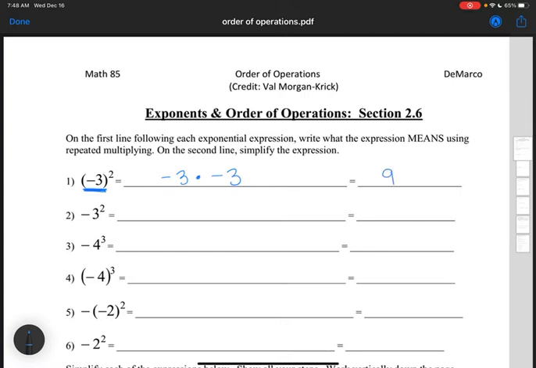Now this one here, do you see that that -3 now is not in parentheses? That means that this little exponent only applies to what he's attached to. So in the last one, he was attached to everything in parentheses. This one, he's only attached to that 3. So it's just a 3 times 3 for that part.